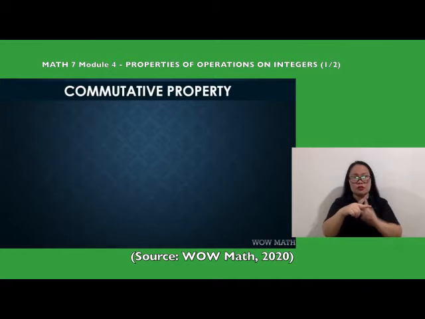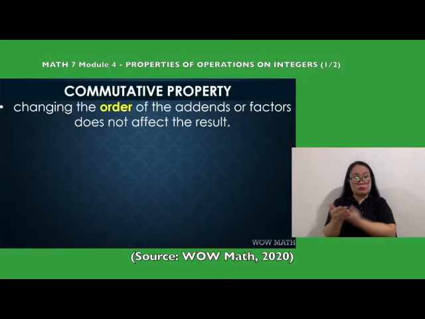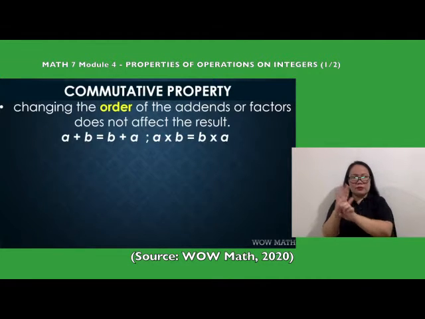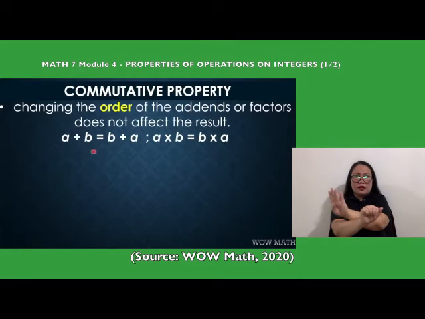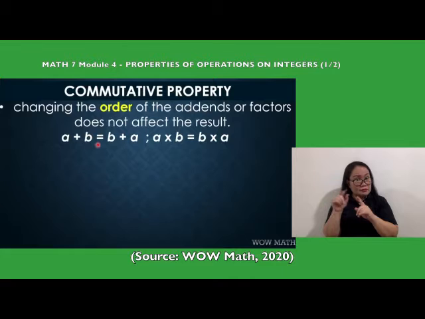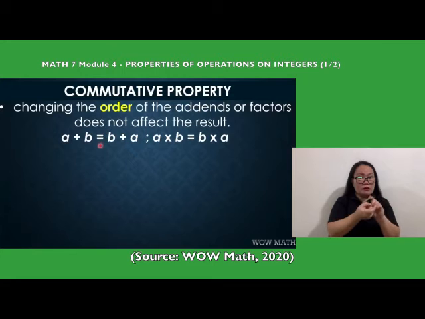Okay, another property is the commutative property. What do we mean by commutative property? This is where we are changing the order. Take note of the word order of the addends or factors, and it does not affect the result. Anong ibig sabihin nun? The result is not changing. Okay? So, let's have an example. If I have a plus b, pag binaliktad natin siya, yung order niya, ginawa nating b plus a, they are still equal daw. Mamaya magbibigay ako ng example if commutative property is true under addition.